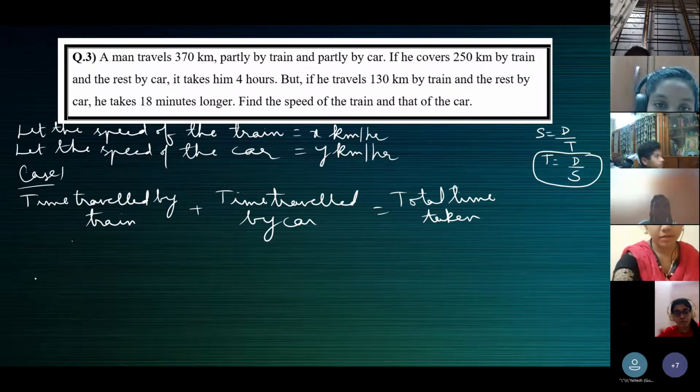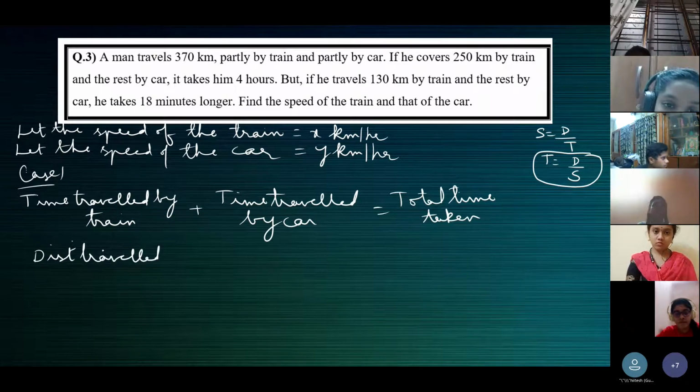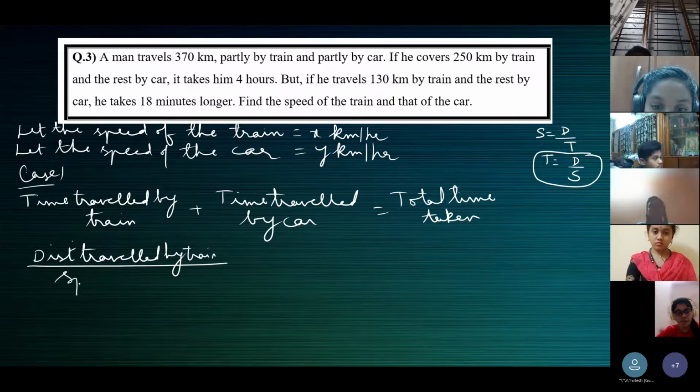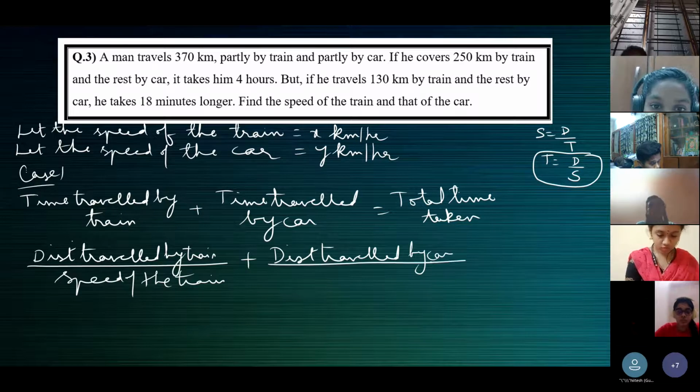Okay, I'll write it for you. You don't have to make it so elaborate, but because we're learning it for the first time, let me write it for you. Time is distance by speed. So time traveled by train means distance traveled by train divided by speed of the train, plus distance traveled by car divided by speed of the car is equal to, what's the total time? 4 hours.